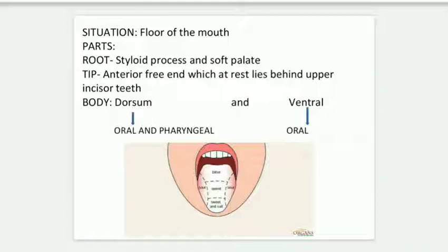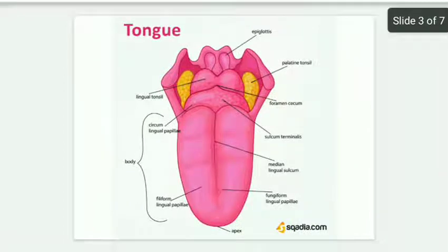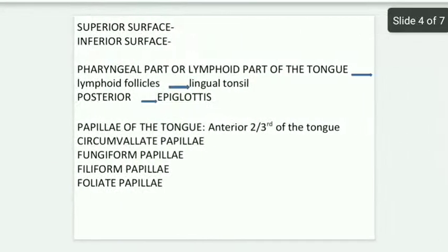The whole oral or papillary part of the tongue is placed on the floor of the mouth, and in front we have the palatoglossal arch. It has some 4 to 5 vertical folds. They are called foliate papillae. Next, there are two surfaces, the superior surface and the inferior surface.